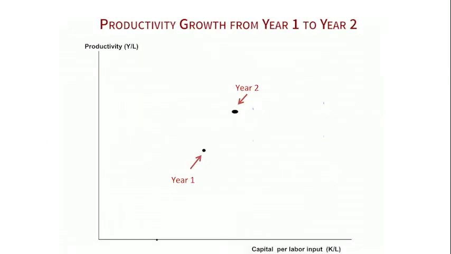Let's think of it in terms of an example. Suppose this is productivity growth in year 1 and in year 2. Same axes as before, productivity on the vertical axis, capital per unit of labor on the horizontal axis. So year 1 has lower productivity than year 2. There's productivity growth from year 1 to year 2. There's also more capital in year 2 than in year 1. So there's been a growth of capital per labor input. So the job that the growth accounting formula gets done is to divvy up how much of that increase in productivity is due to capital versus technology. And here's how you do it.